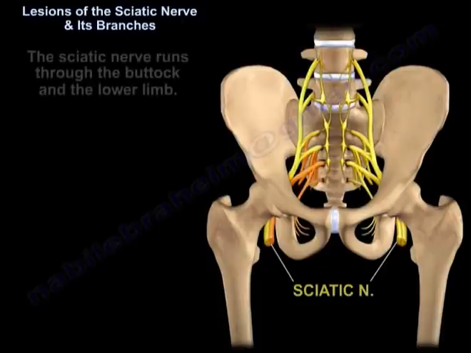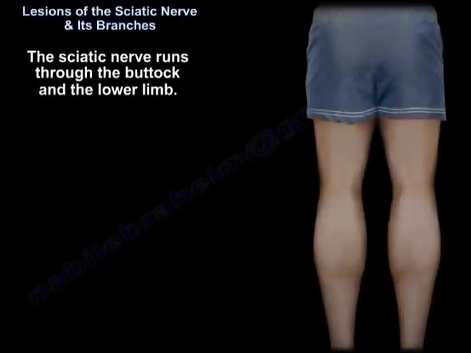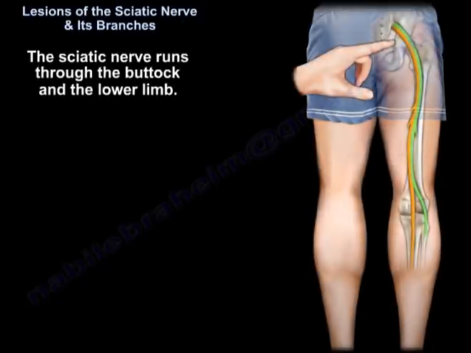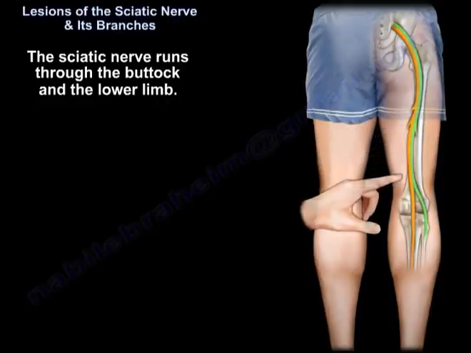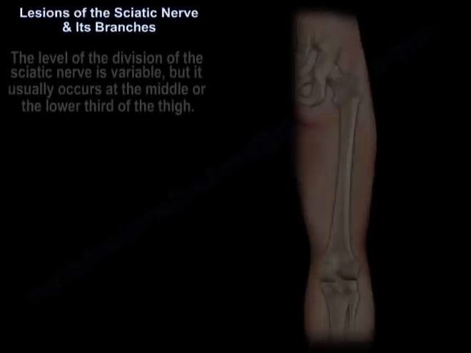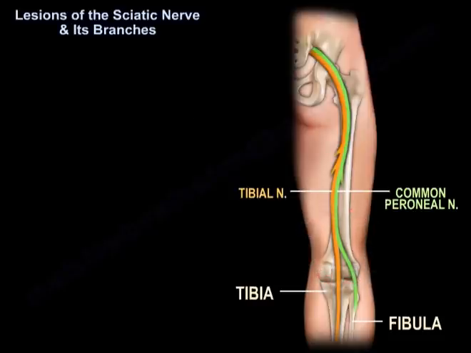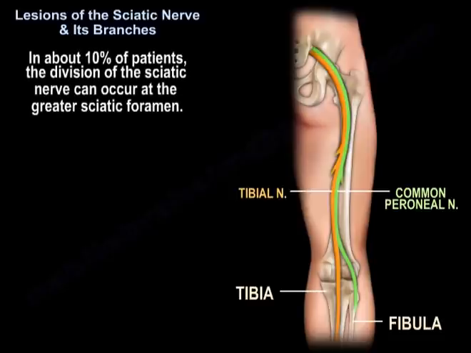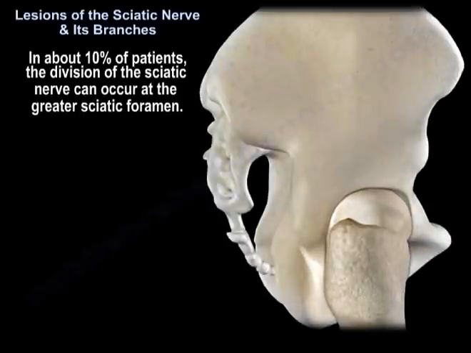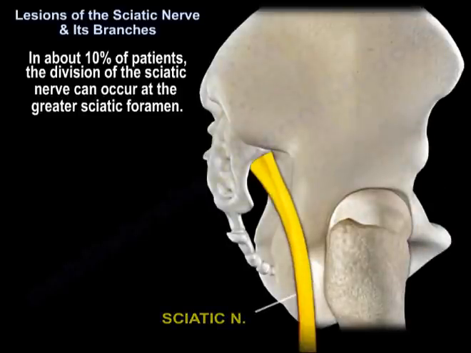The sciatic nerve runs through the buttock and the lower limb. The level of the division of the nerve is variable, but it usually occurs at the middle or the lower third of the thigh. In about 10% of the patients, the division of the sciatic nerve can occur at the greater sciatic foramen.